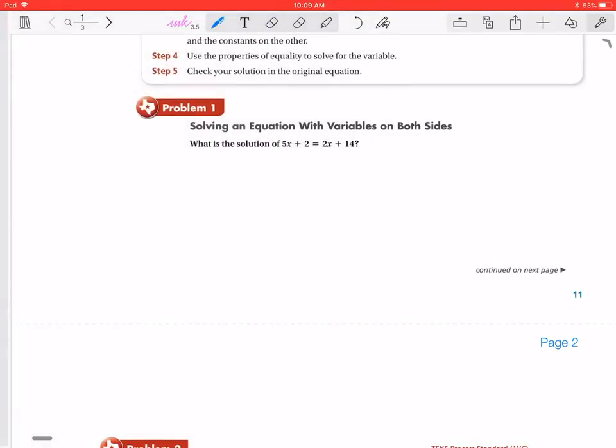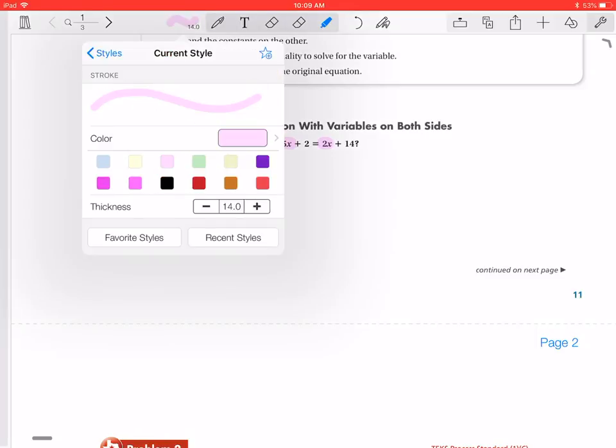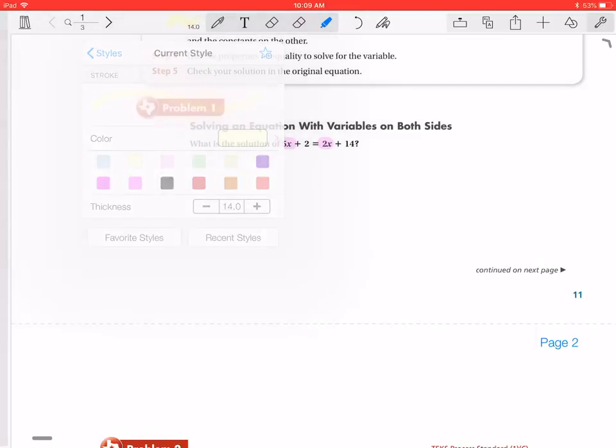We have an equation here, problem number 1, with variables on both sides: 5x plus 2 is equal to 2x plus 14. I'm going to highlight my variables, 5x and 2x, and then I'm going to go back and highlight my constants.